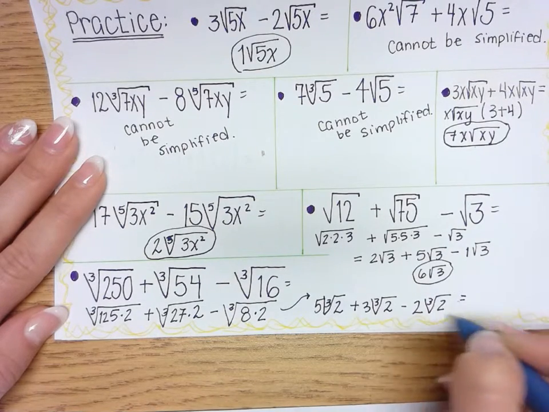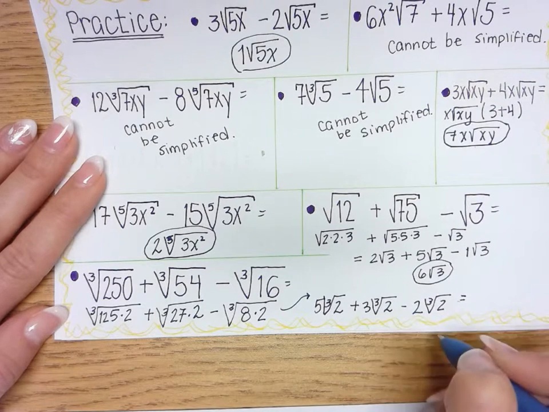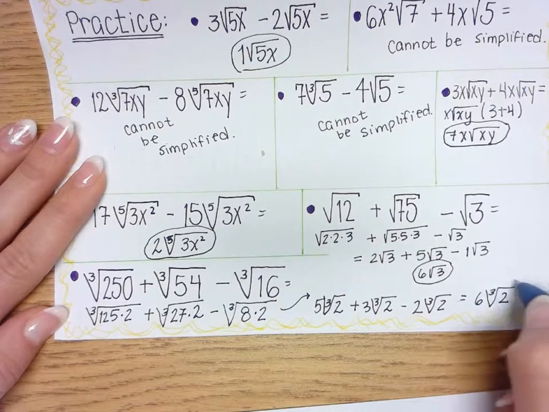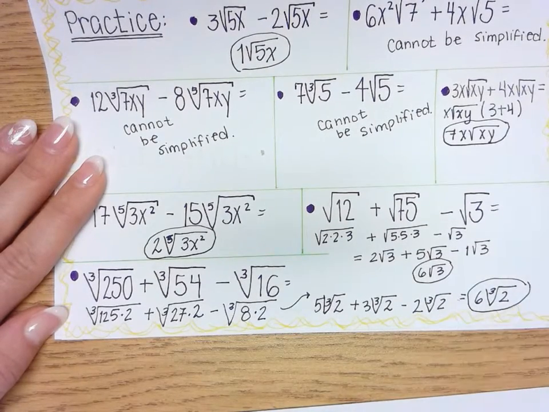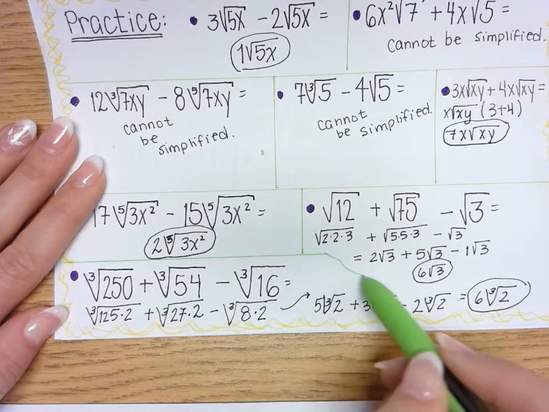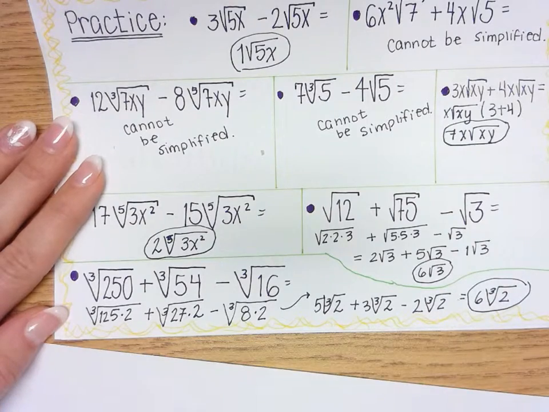I could factor out a cube root of 2. I'd be left with 5 plus 3 is 8 minus 2 is 6. Final answer, 6 cube root of 2. So that's it. I'm just going to take this green because I didn't know where to draw my line here, and we're good. Okay, next rule or practice.